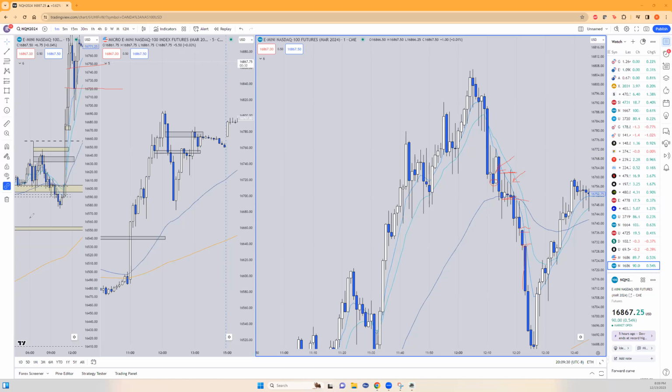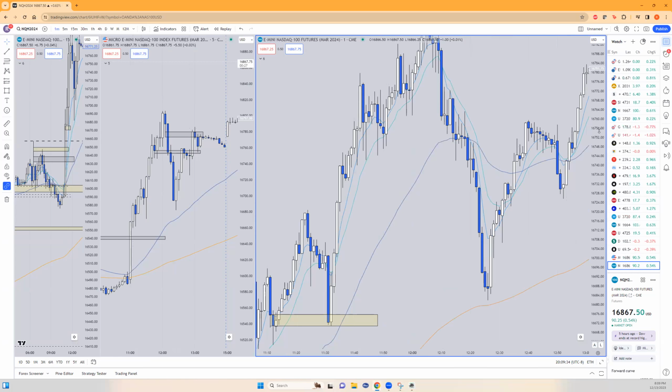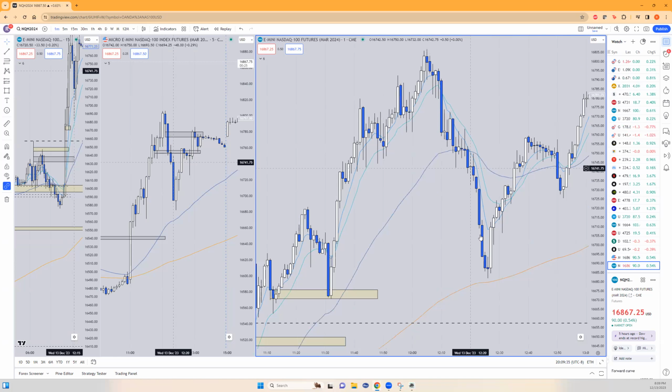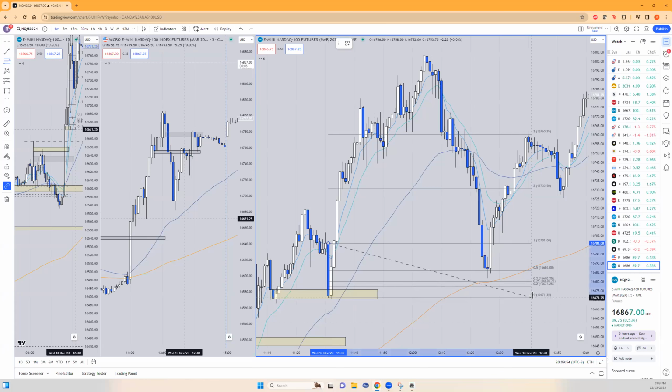So let me clear all of this. Let's go over here and dive a little bit deeper into this move over here. So I want you to pay attention to this bear candle. Not this bull candle, the bear candle. That's the important one. Okay? Now I'm going to take a fib. I'm going to draw it from the tip of this down to this level.